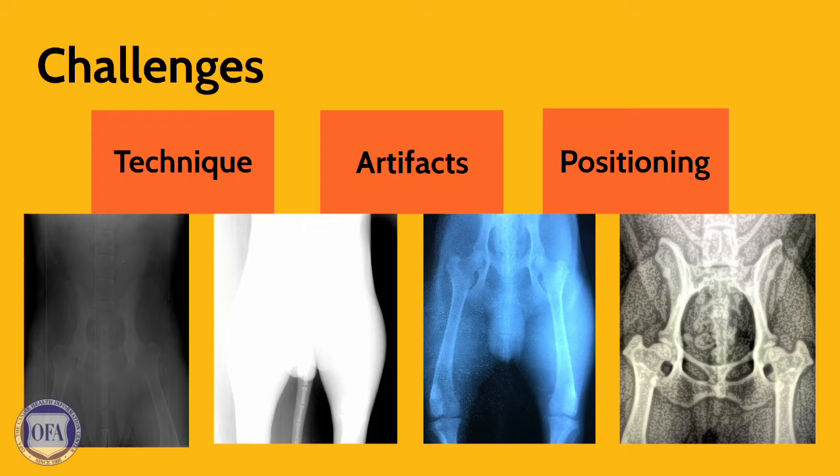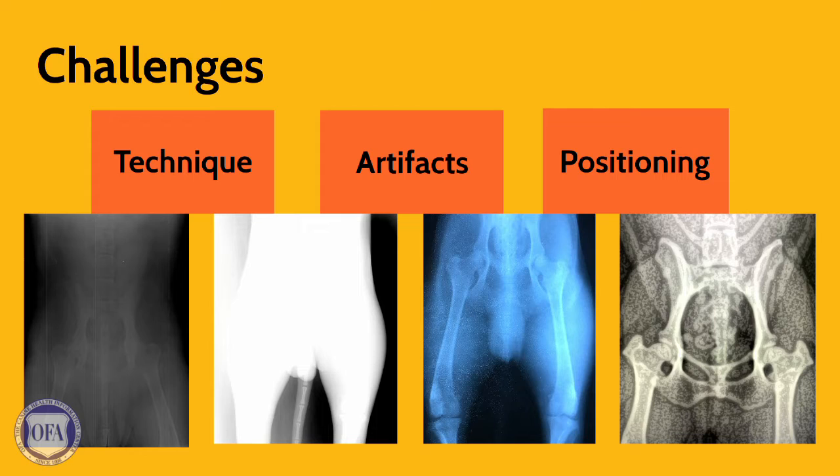Challenges that may prevent evaluation include poor radiographic technique, excessive image artifacts, and poor positioning. We can see in these images that the hips cannot even be seen clearly, and therefore cannot be evaluated to give the dog an accurate grade. With the increasing use of digital radiography over film, and with improvements in digital imaging systems, technique and artifacts less often pose significant barriers in preventing evaluation of the hips.